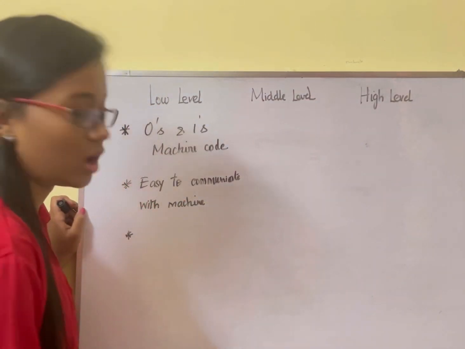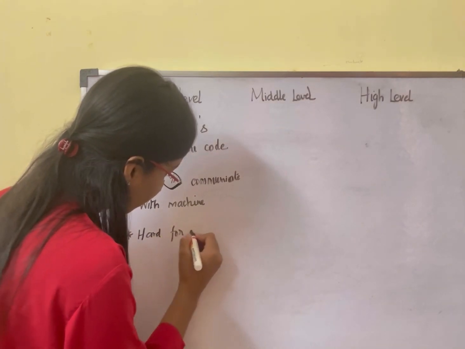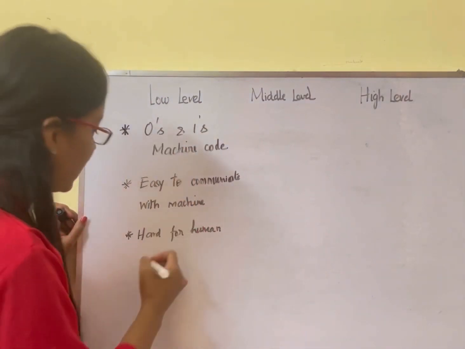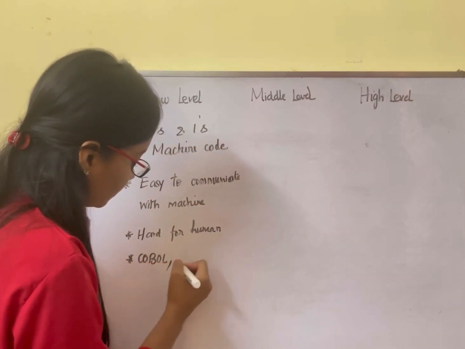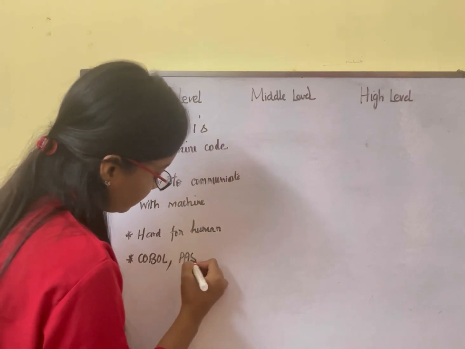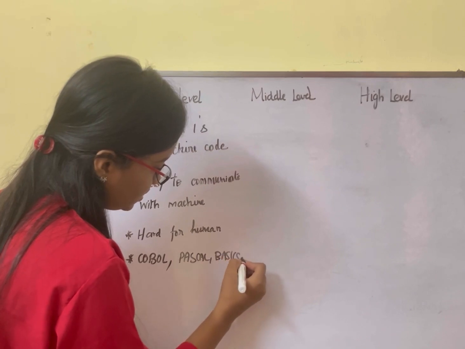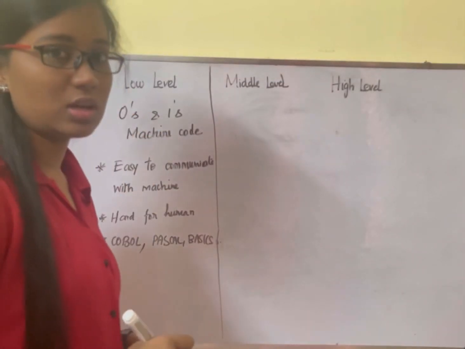But it is really hard for human beings to understand. Some of the examples of low level programming languages are COBOL, Pascal, Basics, and so on. The low level programming languages are very hard.